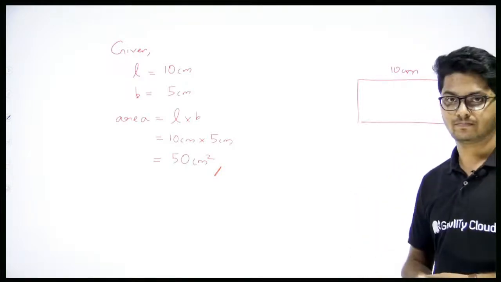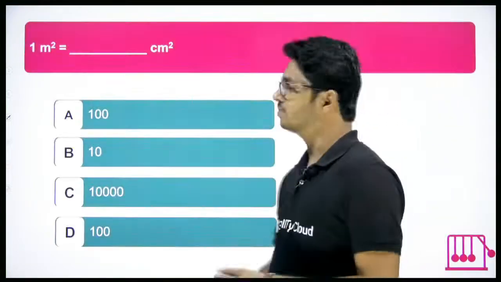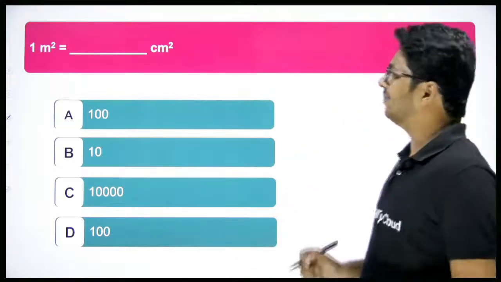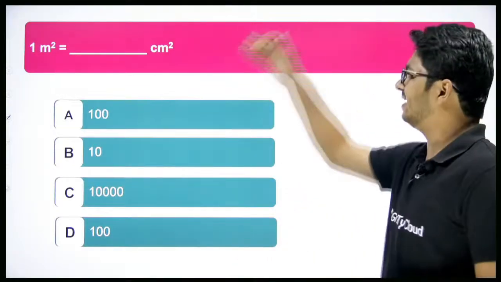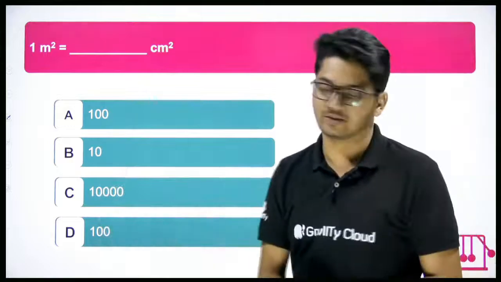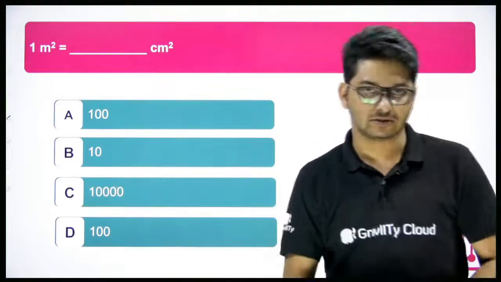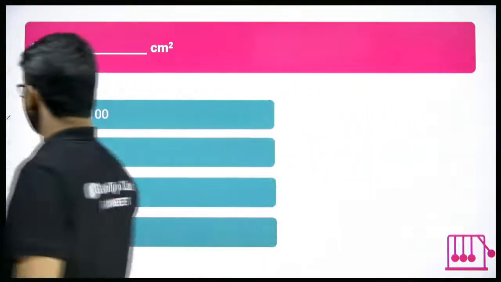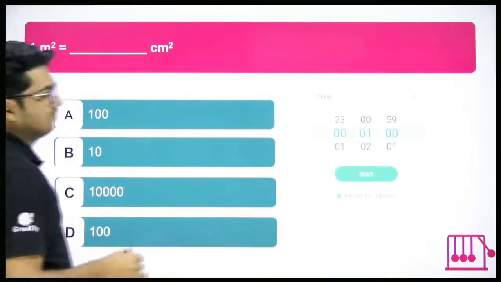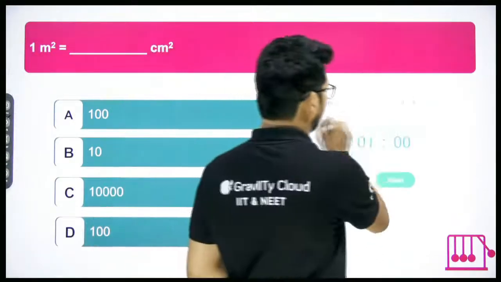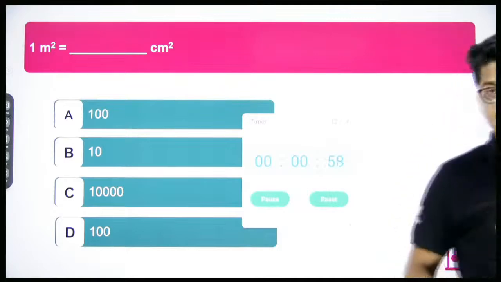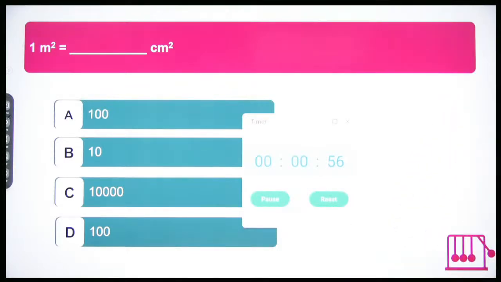Simple. Okay, good. Next. 1 meter square is equal to dash centimeter square, and we have a few options, A, B, C and D. I'll give you 1 minute of time, so please solve it. 1 meter square is equal to dash centimeter square. Again, another unit conversion.